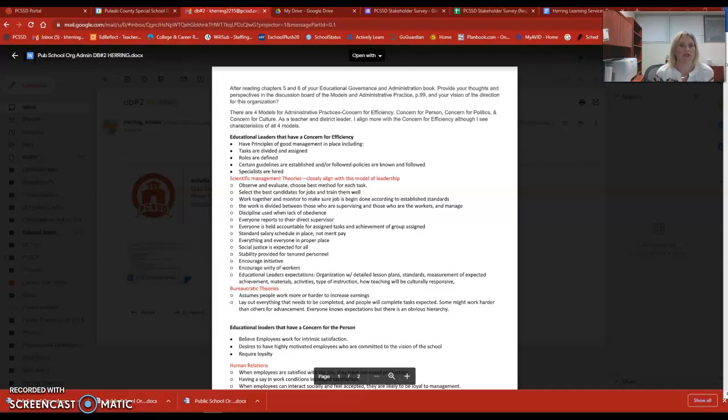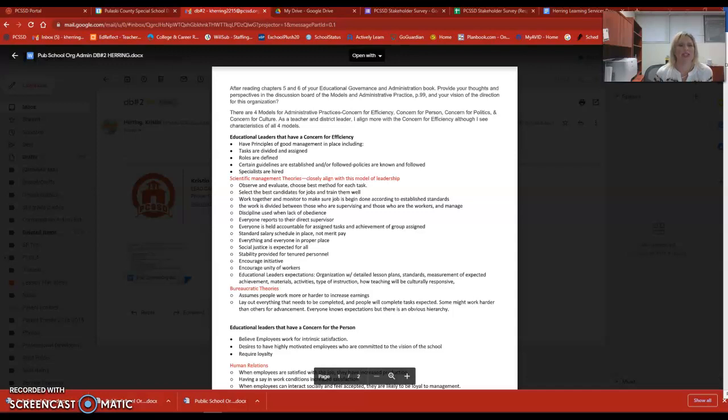A standard salary schedule is in place, not based on merit pay. Everything and everyone is in its proper place. Social justice is expected for everyone. Tenured personnel feel secure, and there's an encouraging atmosphere that expects initiative and unity for all. There's also a bureaucratic theory for concern for efficiency.